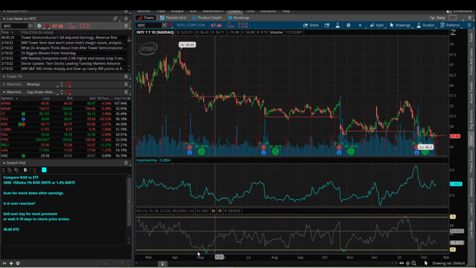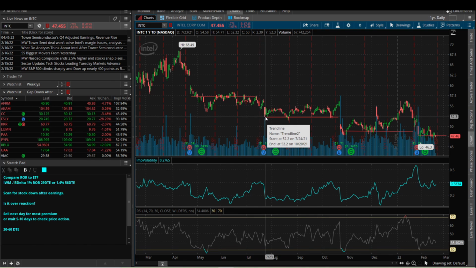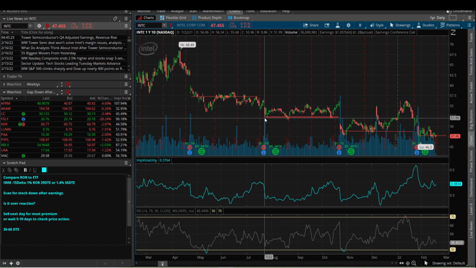But that doesn't mean it's going to get oversold either, because the next earnings announcement here in July, you would have been better to sell that cash secured put the day the earnings announcement happened, or the day of the drop, because that was pretty much our low. We kind of came up and then back down.